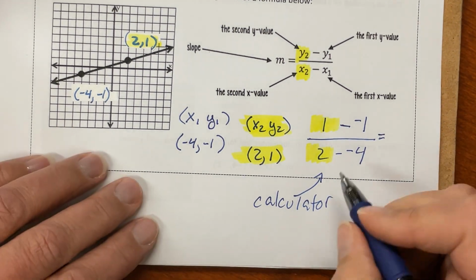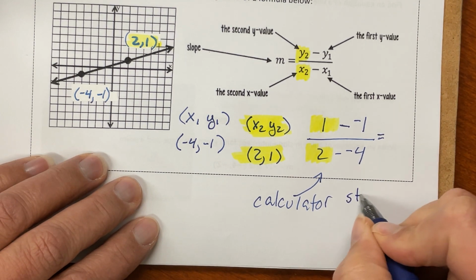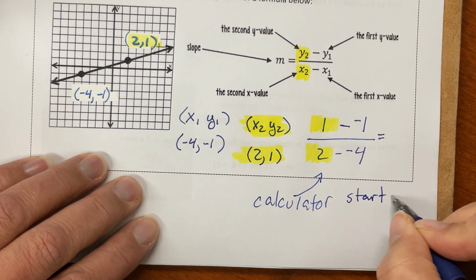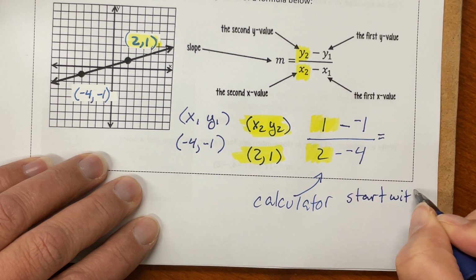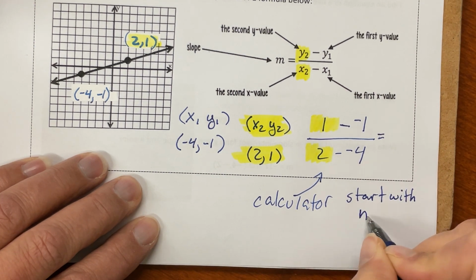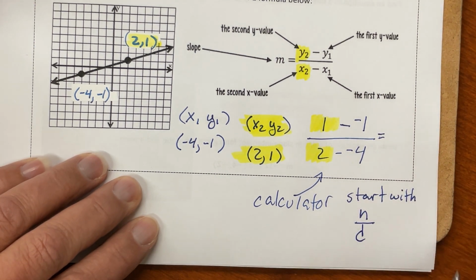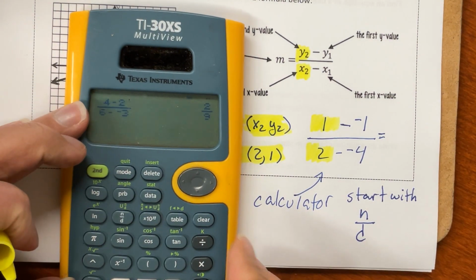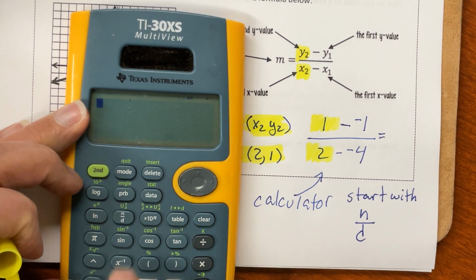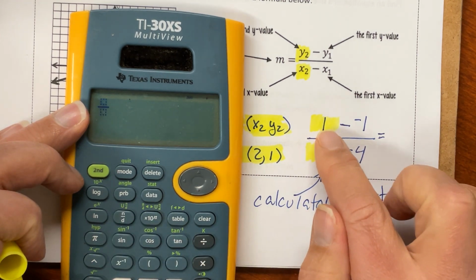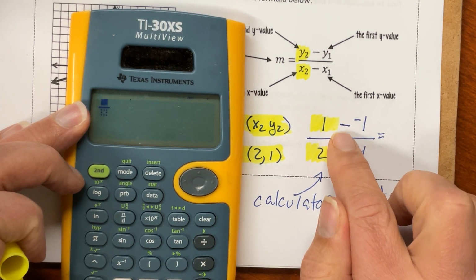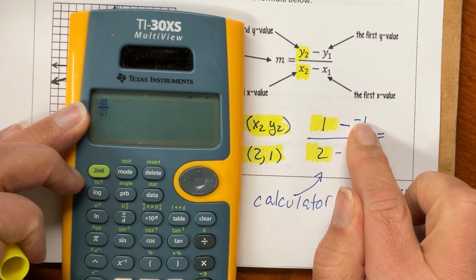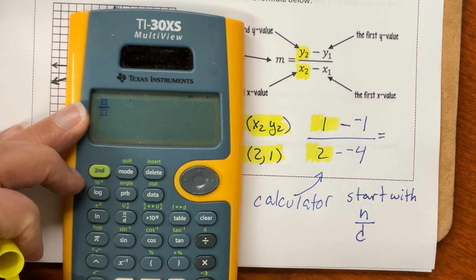Good. So you start with n over d. So you push that button first. Push the n over d button first. So I'm going to come over here and put it on the side so you can see what I'm doing. So n over d first. 1 minus negative 1. Remember, that's a minus sign, and that is a negative. Minus is an operation.